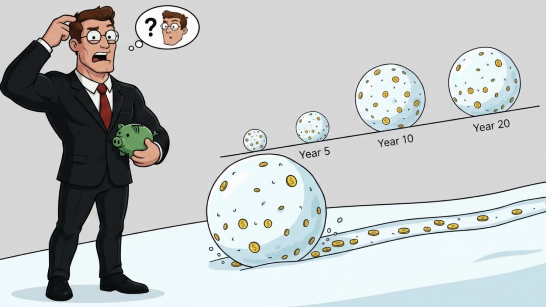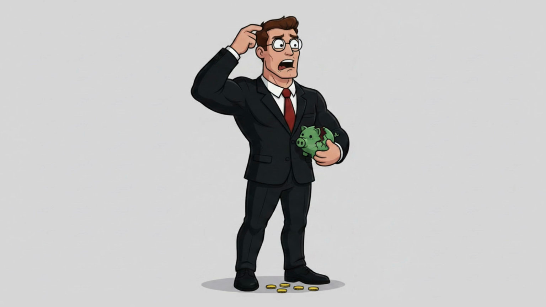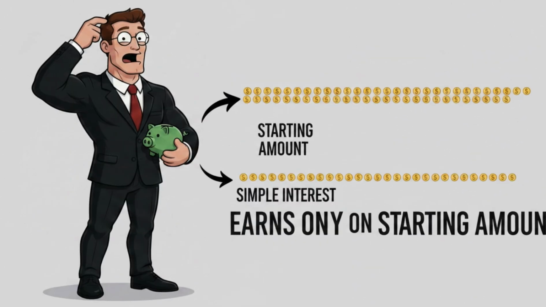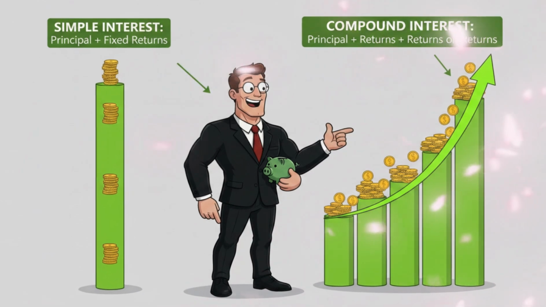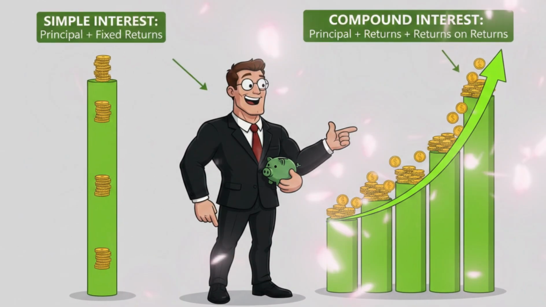Today I want to talk about one of the most powerful concepts in finance, compound interest. So, what exactly is compound interest? Compound interest is when your money earns interest not just on the original amount you invested, but also on the interest you've already earned. It's often called interest on interest, the snowball effect. The longer it rolls, the bigger it gets.